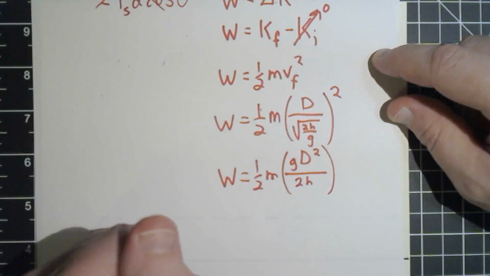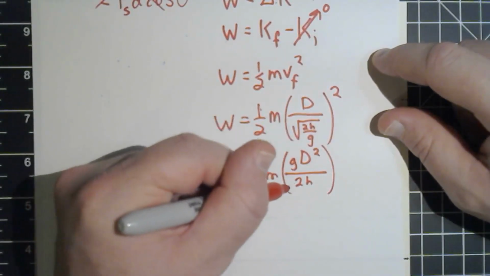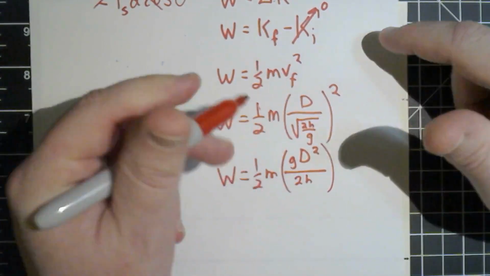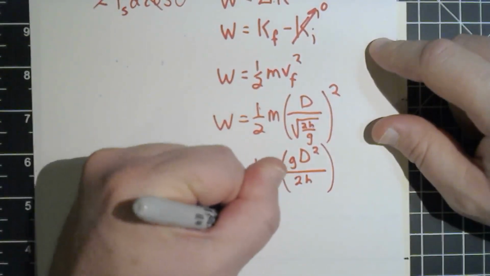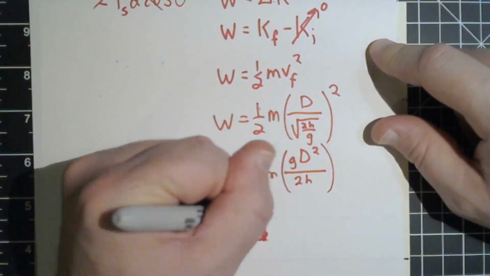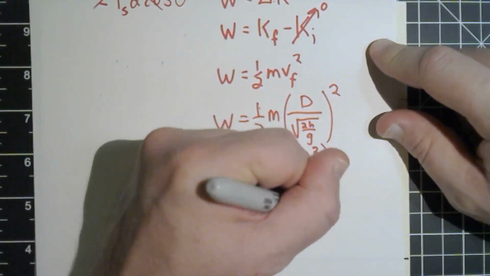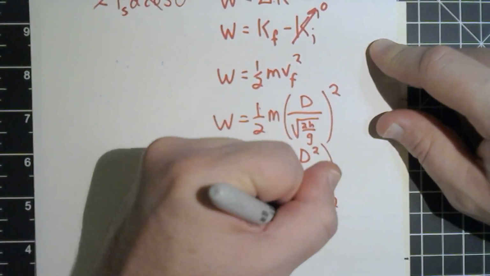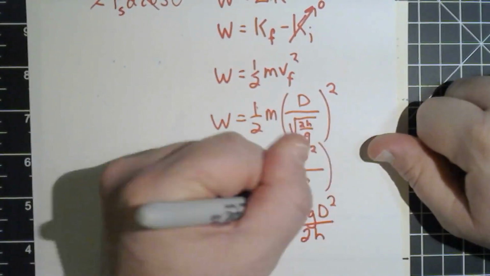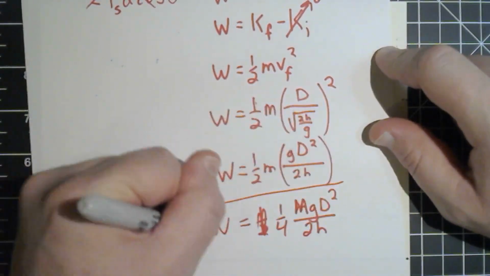The g comes up here. And so if you have a 1/2 and a 2 both in the denominator, a 2 here for the 1/2 and this 2, that becomes 1/4. So you end up with an equation that says it's 1/4 times mg d squared divided by 2h. All right. Actually, this should be a capital M, sorry. And so that's the amount of work that the spring does to the block.